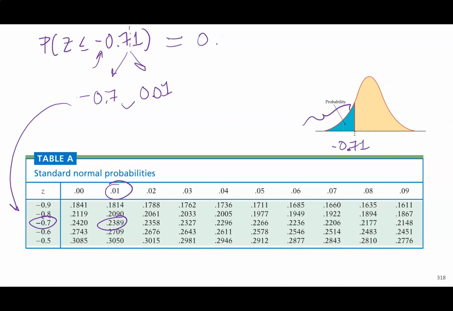So it's going to be 0.2389. So, okay, when I am taking a sample of 50, the probability that when I take that sample of 50, I get a sample mean of less than 0.9 hours, that's going to be equal to the probability that z is less than negative 0.71, which is just 23.89%.